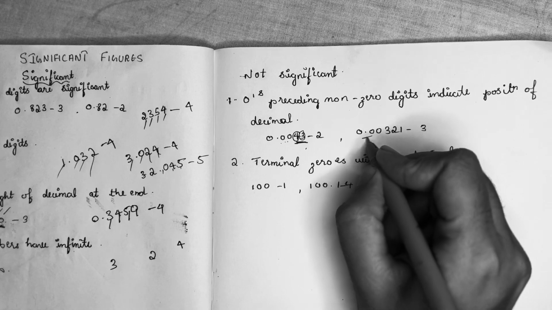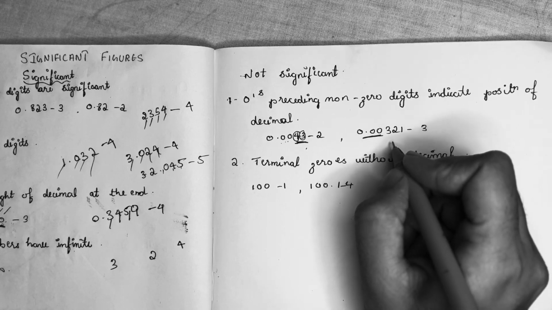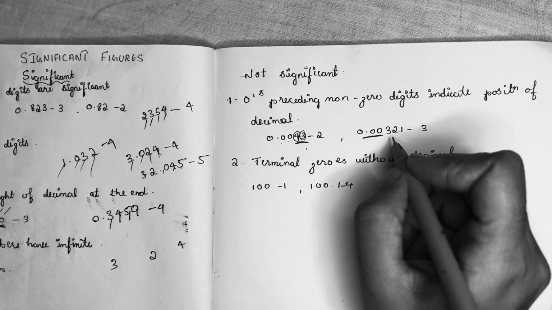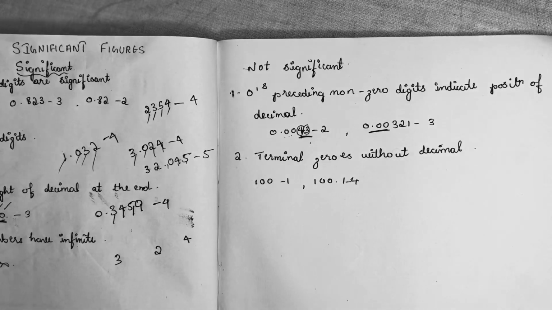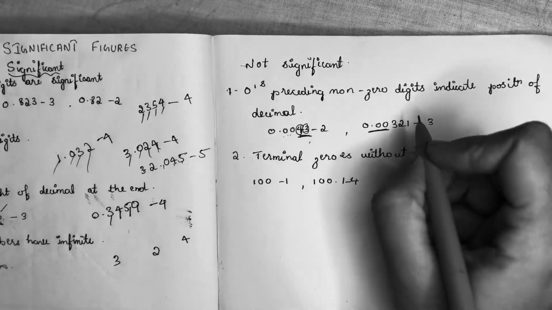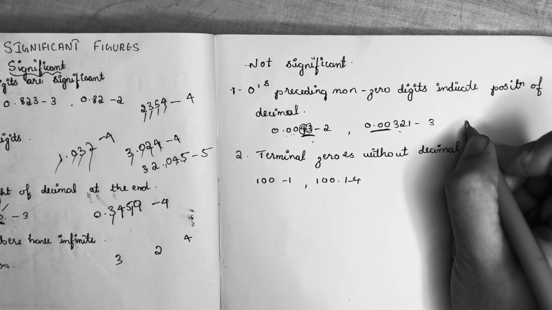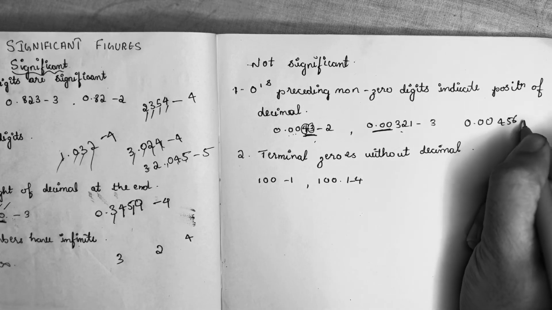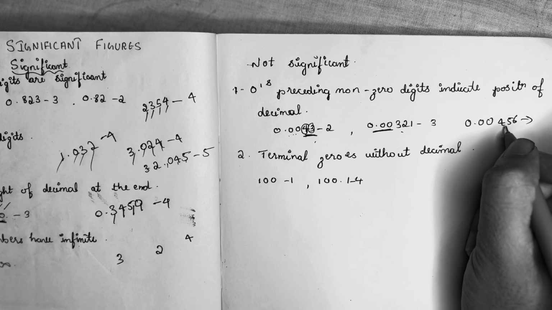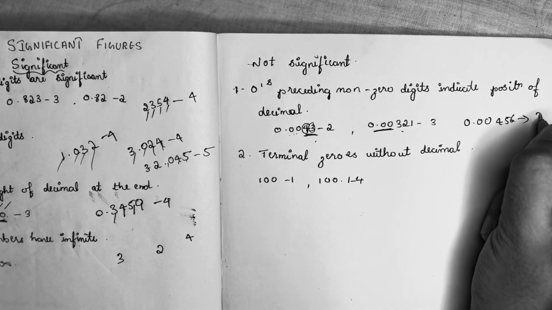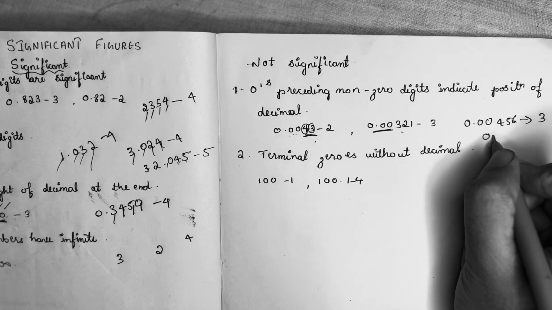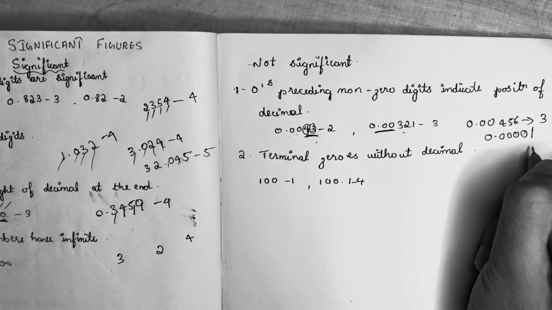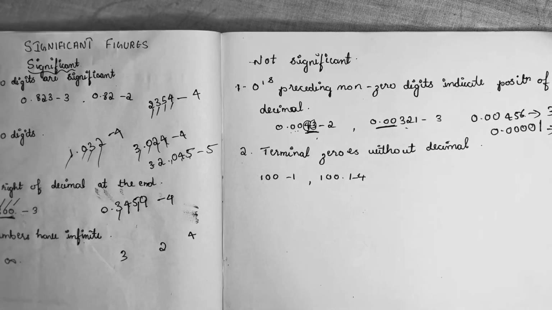Here these zeros are present before the non-zero digit, right? So we won't count these zeros because they do not have any value. Already you know this. Here it has three significant figures, again 0.00456, right? How many significant figures are there? 1, 2, 3, three significant figures. Again 0.000001. Here only one significant figure is there.